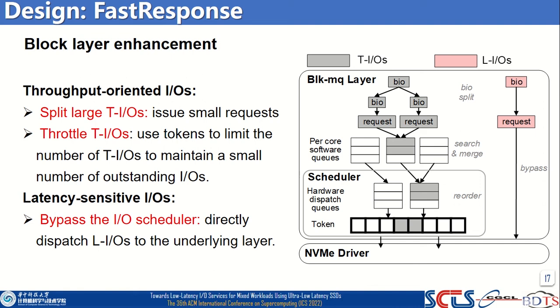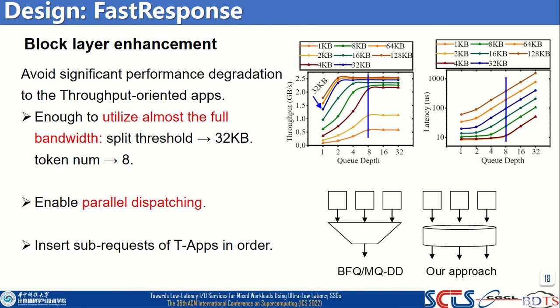For latency-sensitive IOs, we enable them to bypass the I/O scheduler and dispatch them directly to the underlying layers. We also try to avoid significant performance degradation to the throughput-oriented applications. First, we configure the split threshold to 32 kilobytes and the token number to 8. This is enough to utilize almost the full bandwidth of the ULL SSDs.